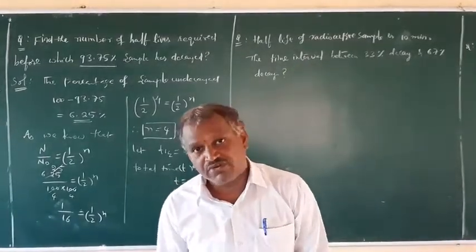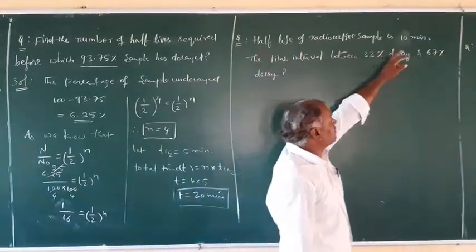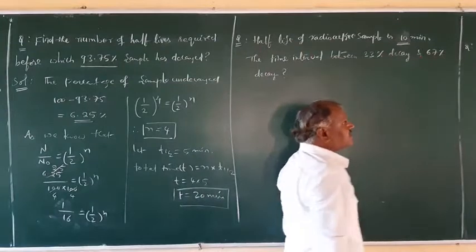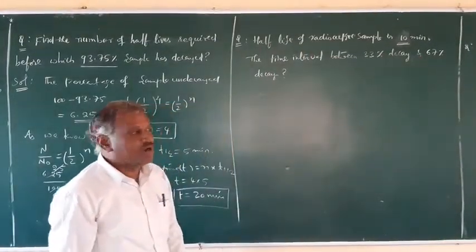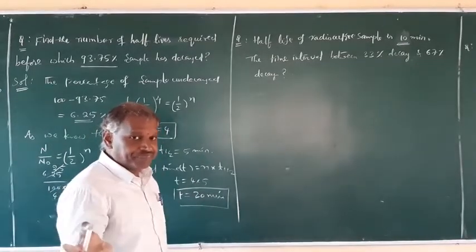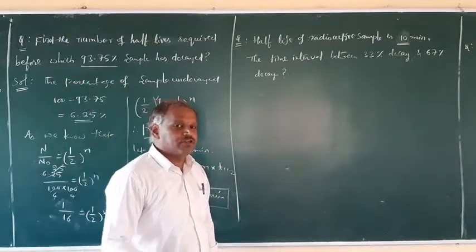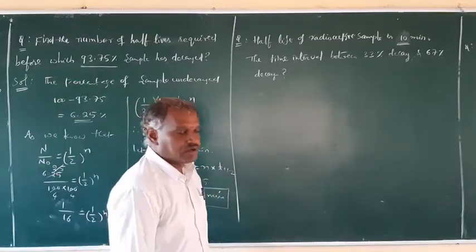So what is that equation or what is the time period? It is given that the half-life of the sample is 10 minutes. Then how much time period is required for the decay to change from 33% to 67%? How much time is required? So that is the question.